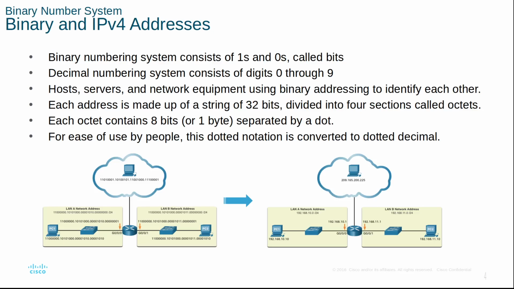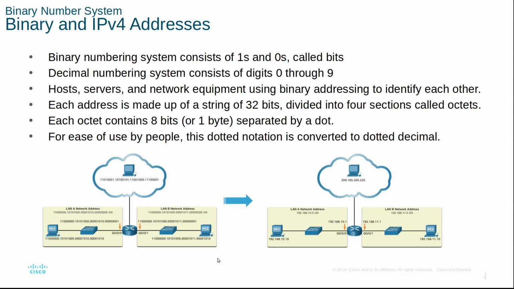Now, when we look at an IP address, it's not binary. It's a dotted decimal notation. It's 32 binary bits divided into 4 sections called octets. Each octet contains 8 bits and is separated by a dot. So we tend to use that dotted decimal notation, right? Each octet can only have values between 0 and 255 as well, because there's only 8 bits.